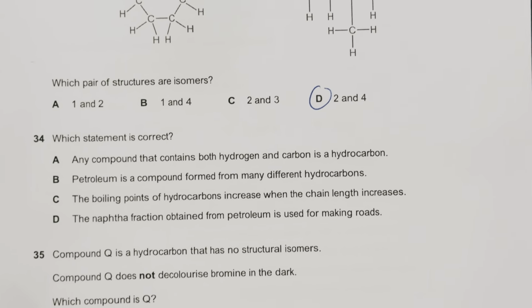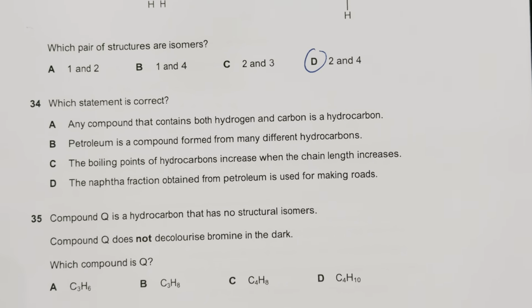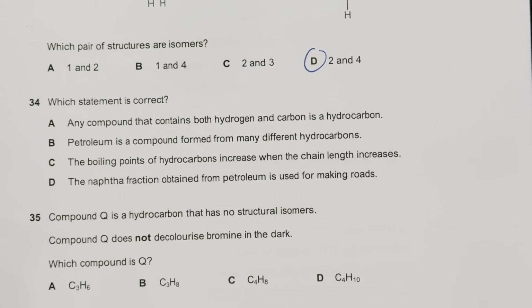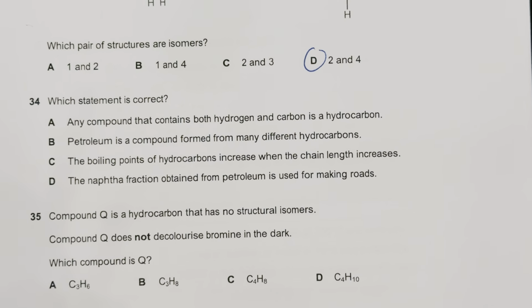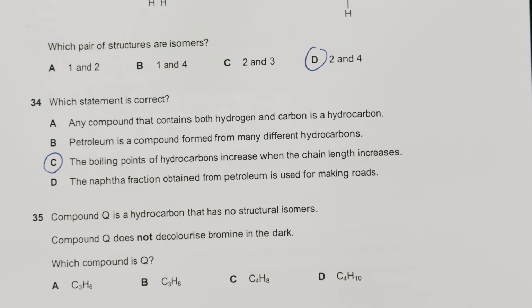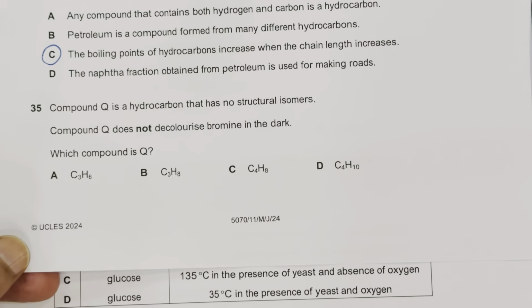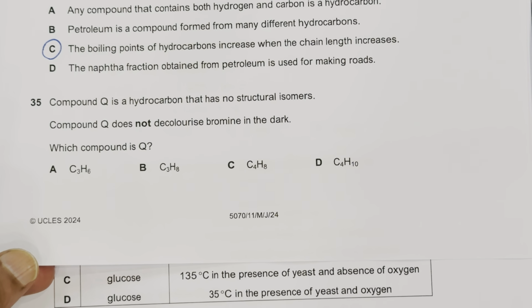Moving to question number 34, which statement is correct? Any compound that contains both hydrogen and carbon is a hydrocarbon. Petroleum is a compound formed from many different hydrocarbons. The boiling point of hydrocarbons increases when the chain length increases. Yes, as chain length increases, the number of carbon atoms increases. So that's why their melting and boiling points increase down the group, or when a greater number of carbons are present.